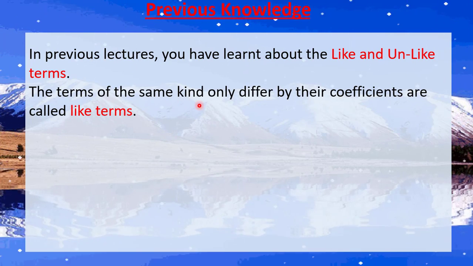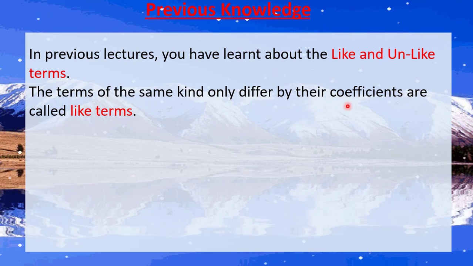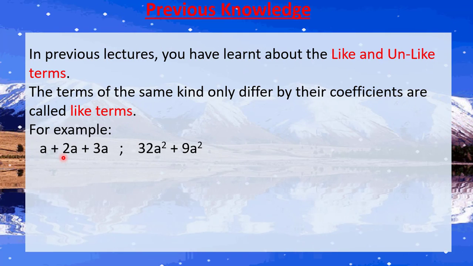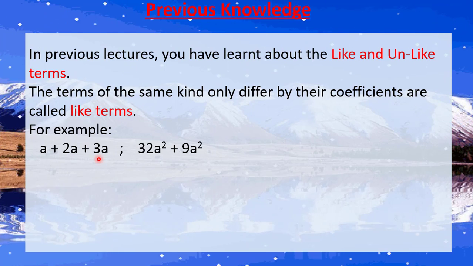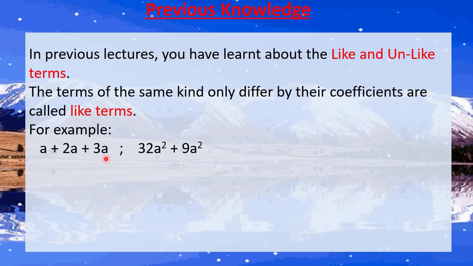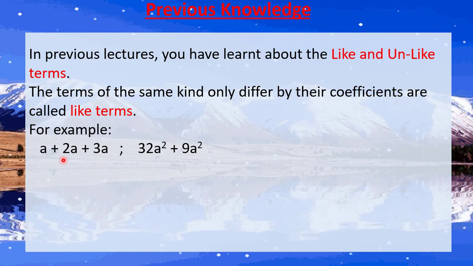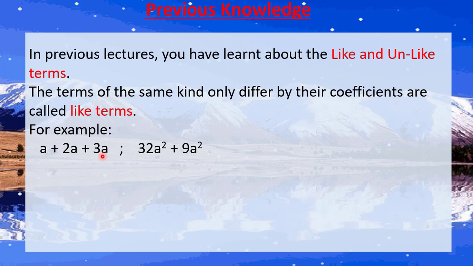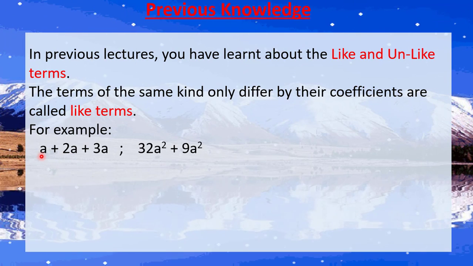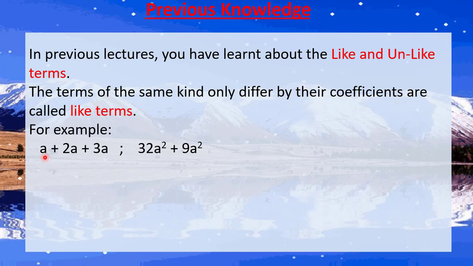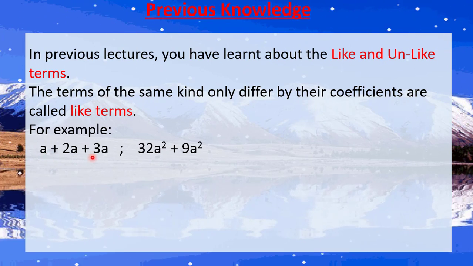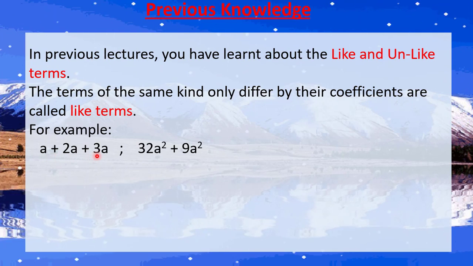The terms of the same kind only differ by their coefficients are called like terms. For example, here in this expression, you can observe that terms a, 2a and 3a have same variable a. Also, examine that the coefficient of these terms are different. Term 3a has coefficient 3, term 2a has coefficient 2 and term a has coefficient 1, as variables with no number have a coefficient of 1. So, like terms have same variables but coefficients do not need to match.